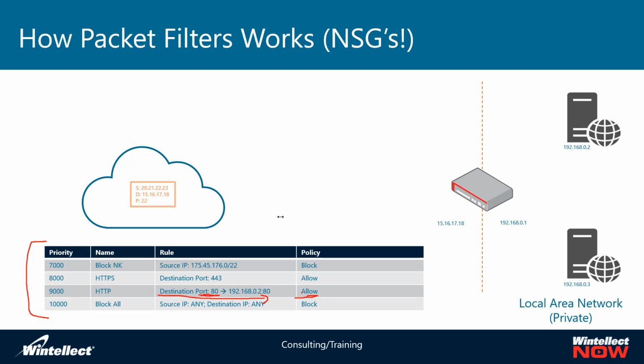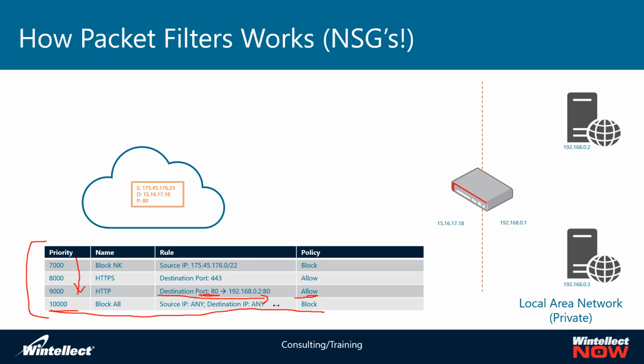So my next example is I have a source of 21.22.23 and a destination of 15.16.17.18. So this one's going to come through and it's going to hit the firewall and it's going to get dropped because none of these rules matched it. What ended up happening is it got caught by the catch-all here, and because none of the rules match it, it dropped the packet.